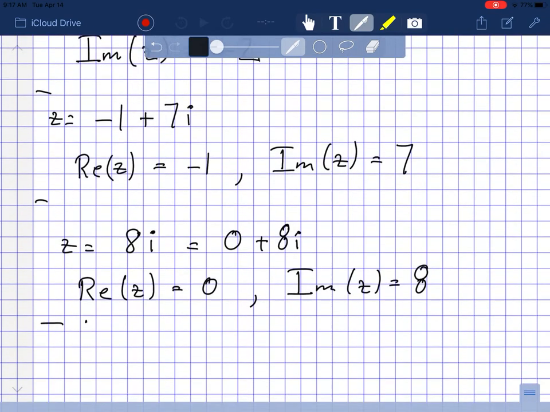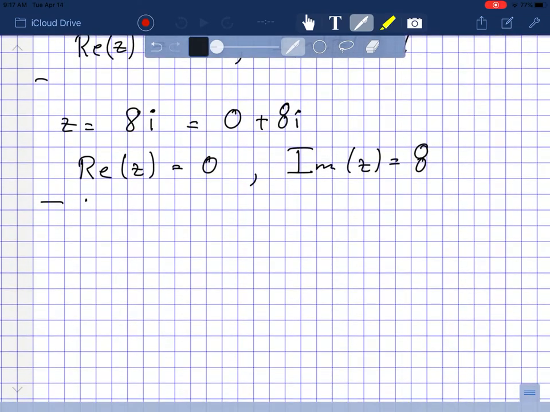Okay. All right. With complex numbers, we can also multiply them together. So we can multiply two complex numbers.